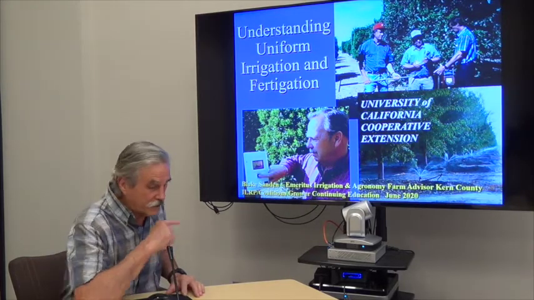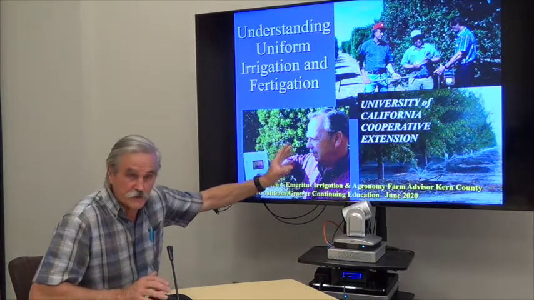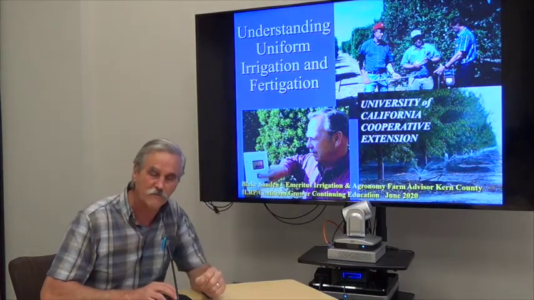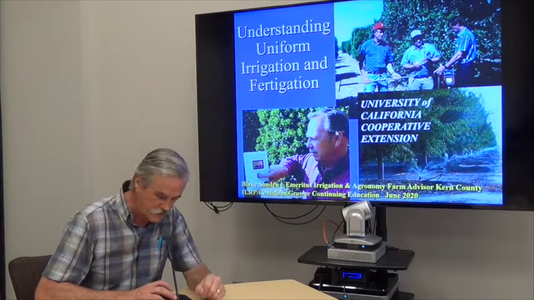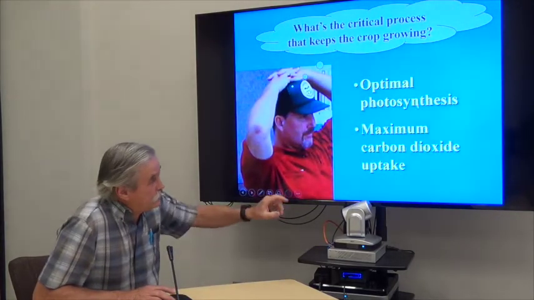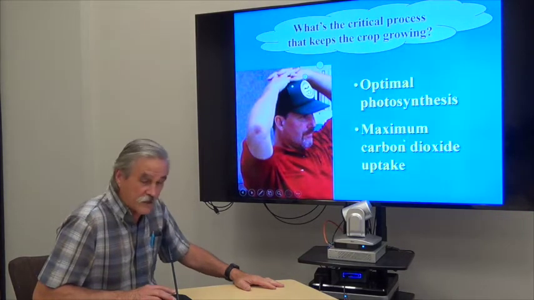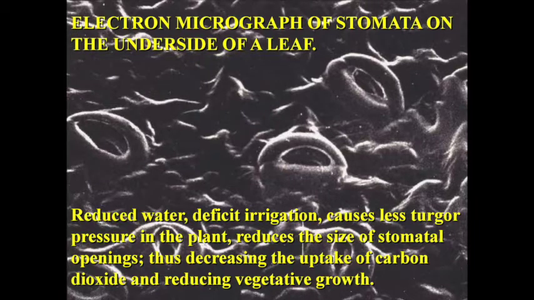What we're going to talk about here today is understanding uniform irrigation and fertigation, the tools that we have available to do that, and just what it means for your eventual crop production. The key points, of course, of what makes a crop are optimal photosynthesis and maximum carbon dioxide uptake, because that's where you build your sugars and your final fruiting yield.